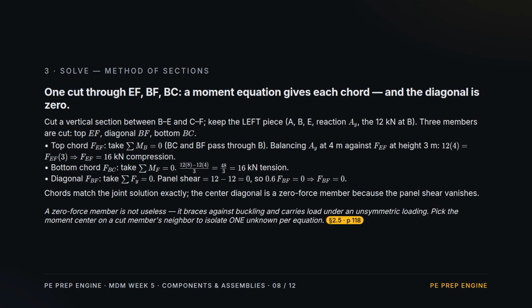Solve. Part 2. Method of sections. Cut straight through the center panel, keeping the left piece. The cut crosses the top chord, the center diagonal, and the bottom chord. Take moments about B, and the bottom chord and diagonal drop out, leaving the top chord at 16 compression. Take moments about F, and the bottom chord comes out at 16 tension. Finally, sum vertical forces. The panel shear here is 12 minus 12, 0. So the diagonal carries nothing, a genuine 0 force member. The chords match the joint answers exactly.